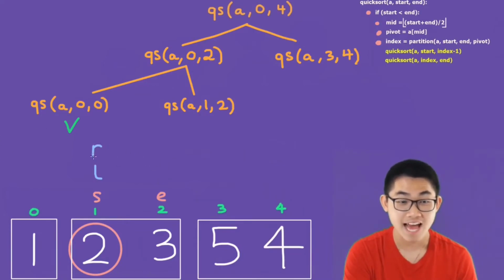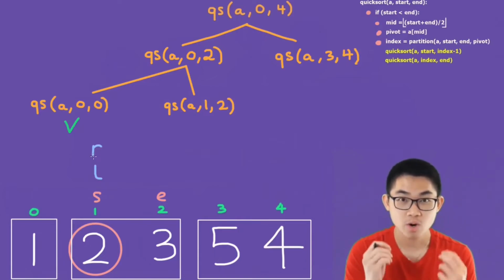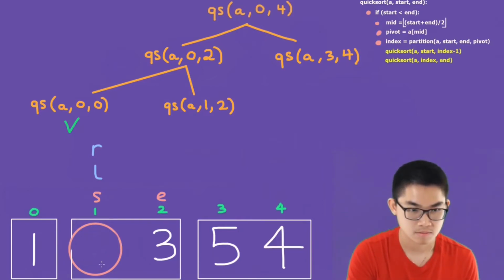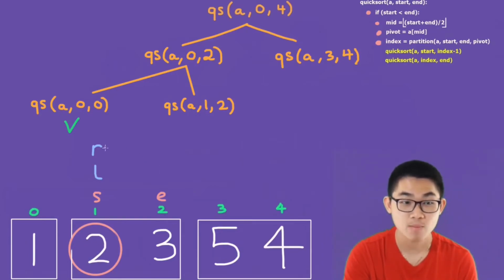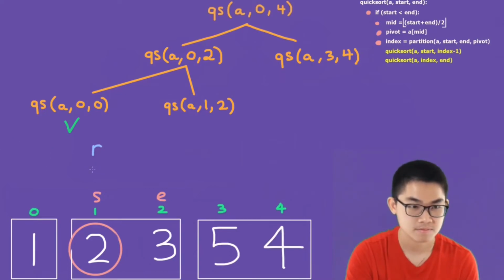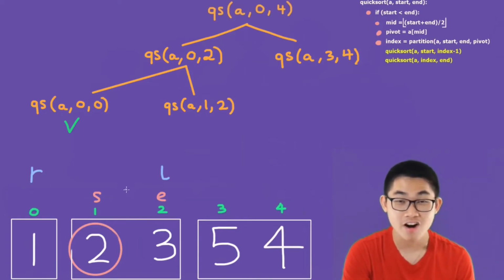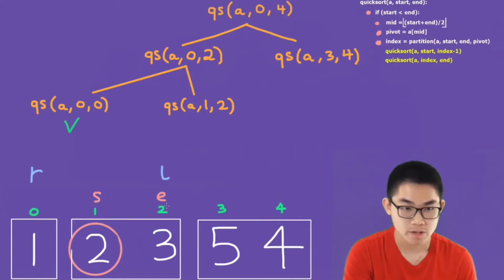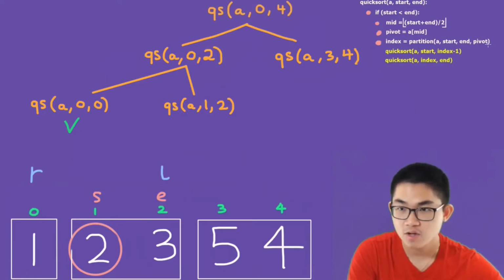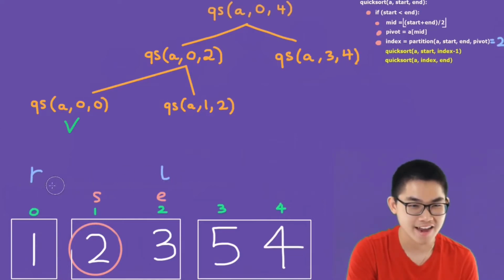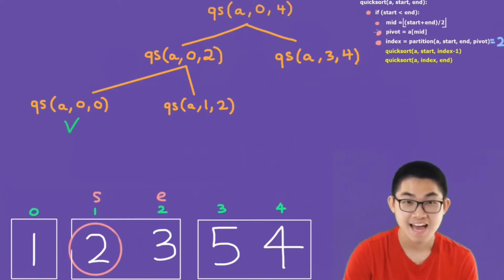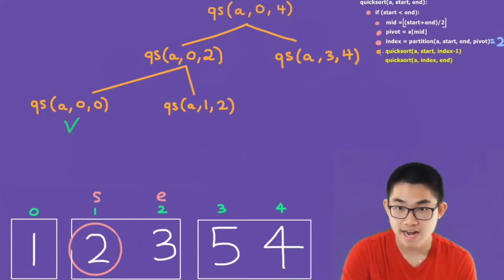Since R and L has not crossed each other, we're going to do the swapping. Then we move L up and we move R down. We see that R and L has crossed each other, so we're going to return the value that L is at, which is the number 2 right here. So the index will be equal to the number 2. And then we tell R and L to go home. After the partition, we are here at this step right there.